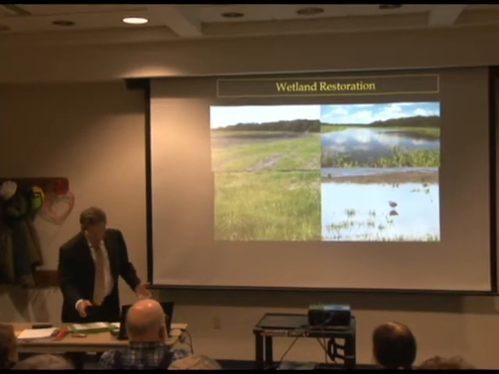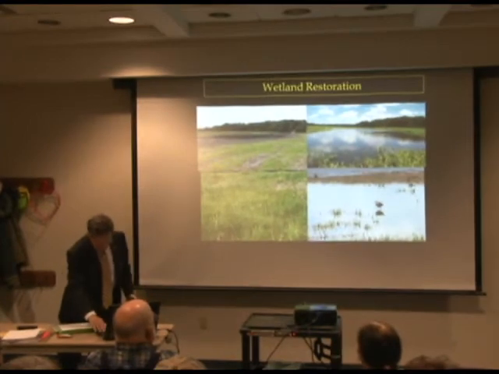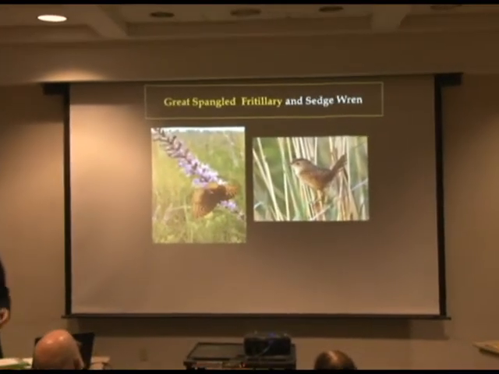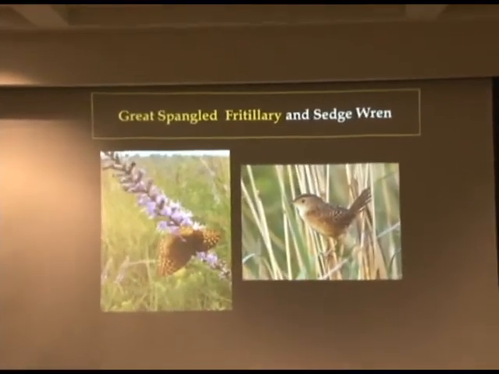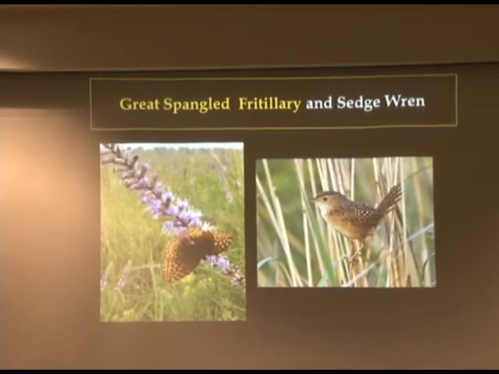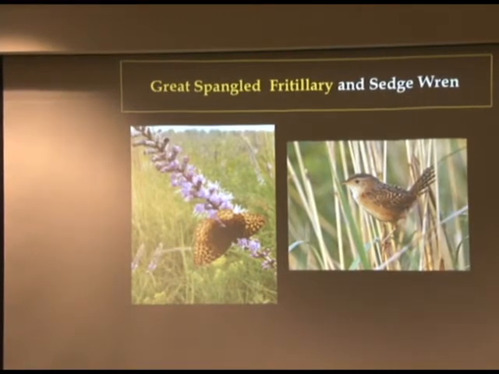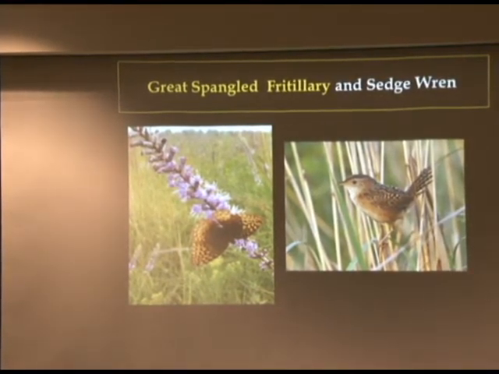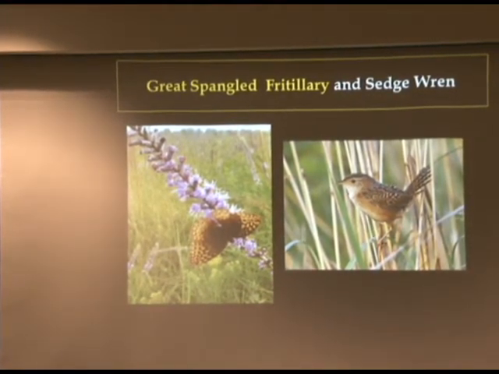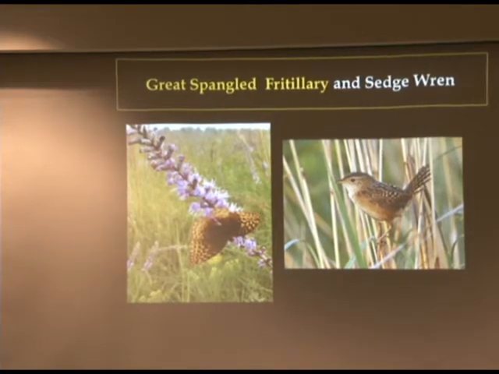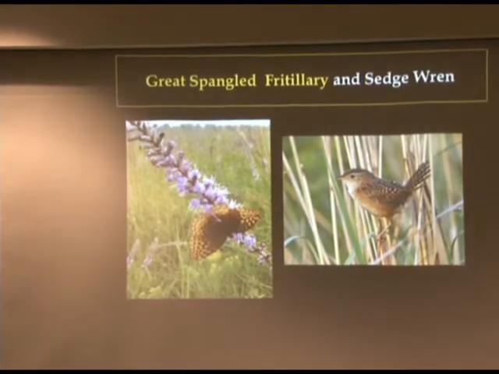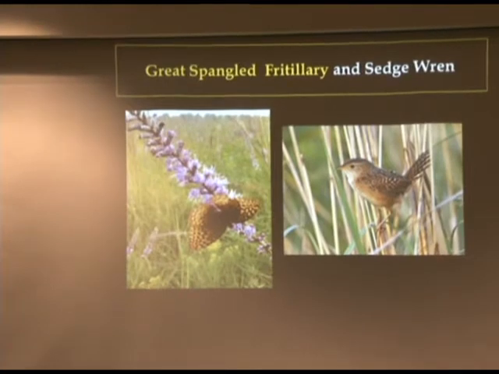So, how do you know if you're winning? How do you know if you're successful? Well, we do a lot of scientific monitoring. We sample a lot of stuff, and that's a pretty good way of showing it, but this is probably the best way to see it. If you go out on these restorations, you're seeing great spangled fritillaries and sedge wrens. That means they like it, probably means you're doing well. And so that's probably the best way to really see how successful you're going to be.